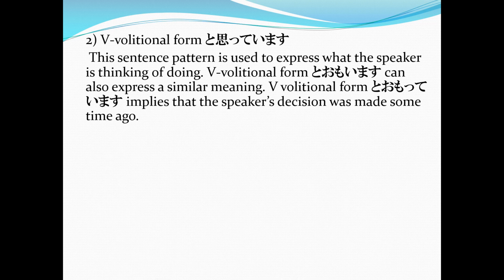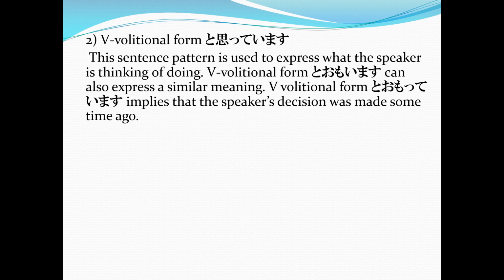Now, another use of the verb in volitional form is verb volitional form to omotte imasu. This sentence pattern is used to express what the speaker is thinking of doing. Verb volitional form to omoimasu can also express a similar meaning. But verb volitional form to omotte imasu implies that the speaker's decision was made some time ago.